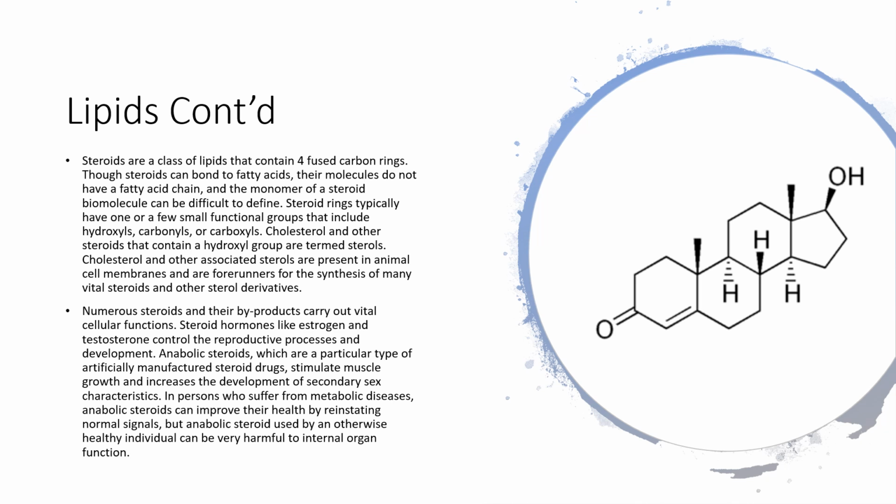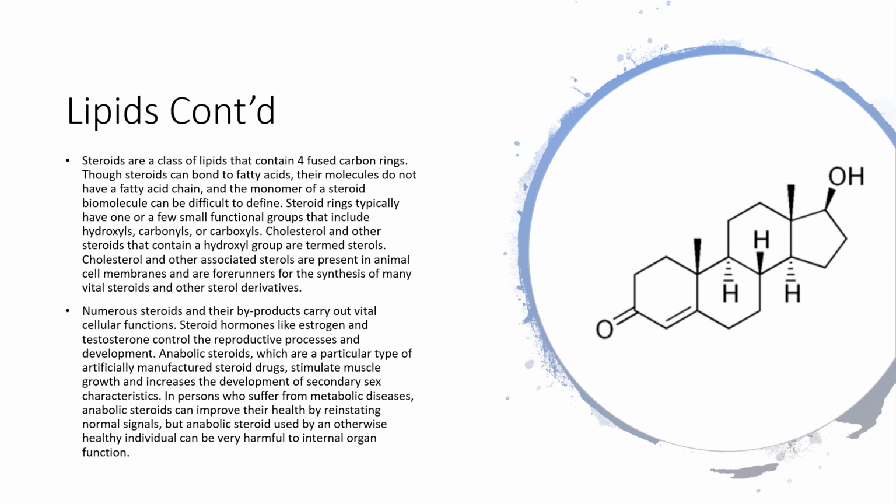Cholesterol and other associated sterols are present in animal cell membranes and are forerunners for the synthesis of many vital steroids and other sterol derivatives. Numerous steroids and their byproducts carry out vital cellular functions. Steroid hormones like estrogen and testosterone control the reproductive processes and development.